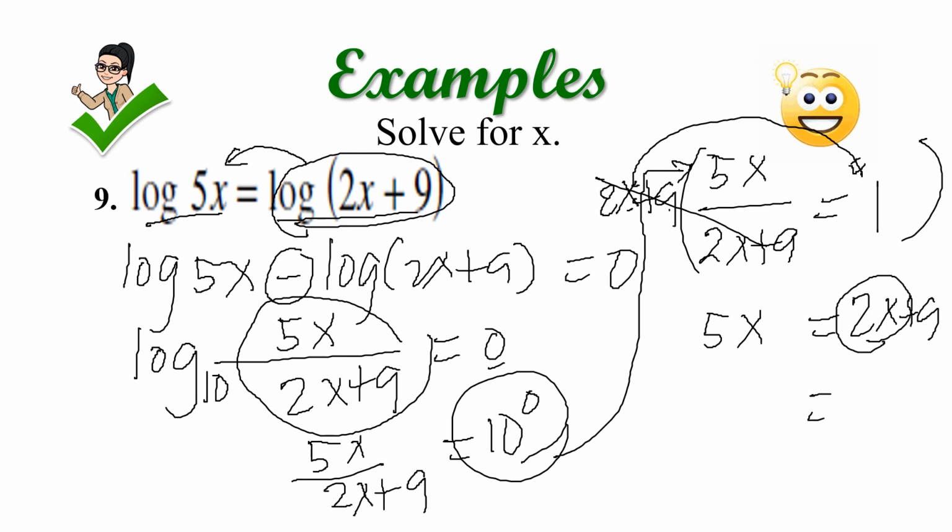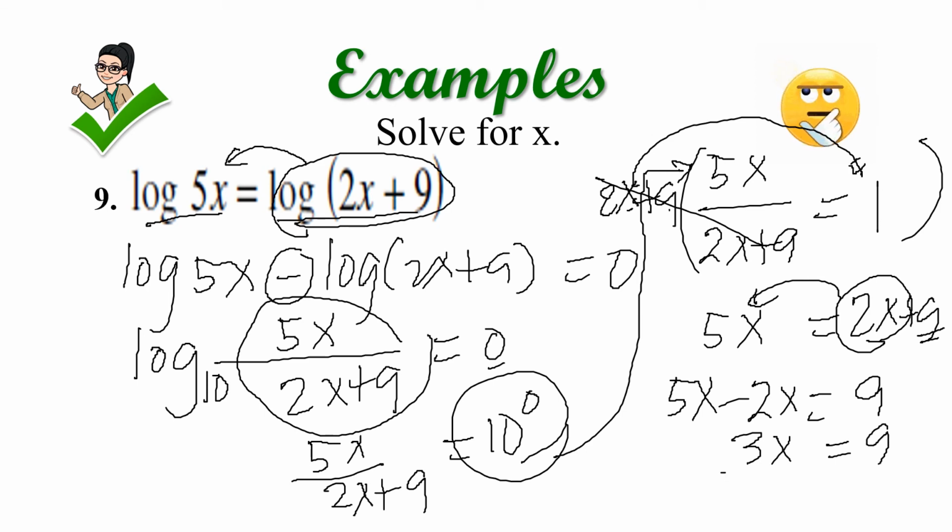Then transpose 2x to the left. This will become 5x minus 2x equals retain 9. 5x minus 2x is 3x equals 9. Divide both sides by 3. Cancel 3. X is equal to 3.